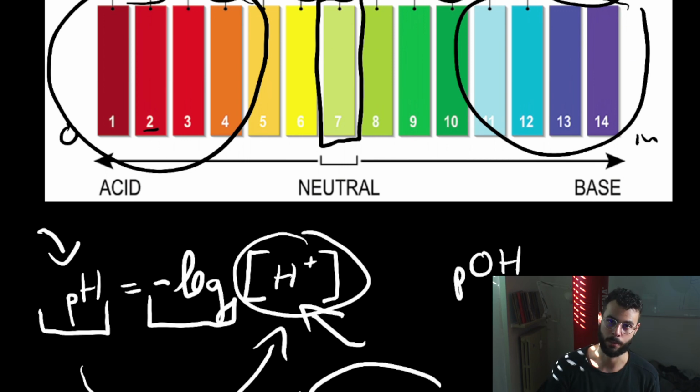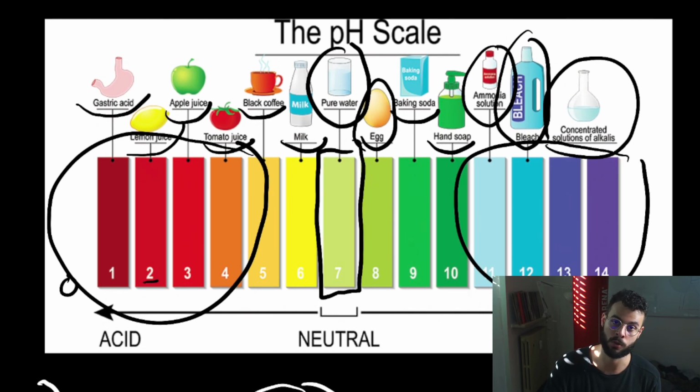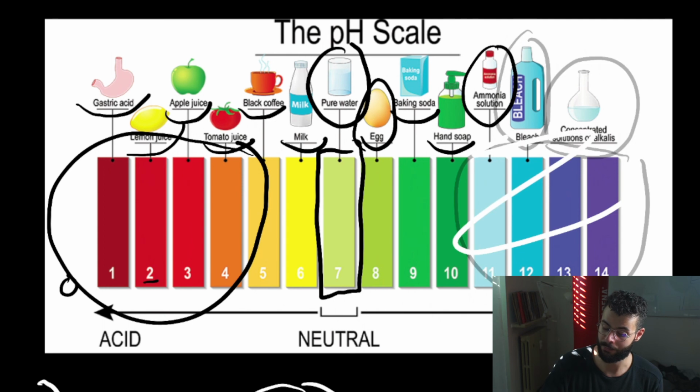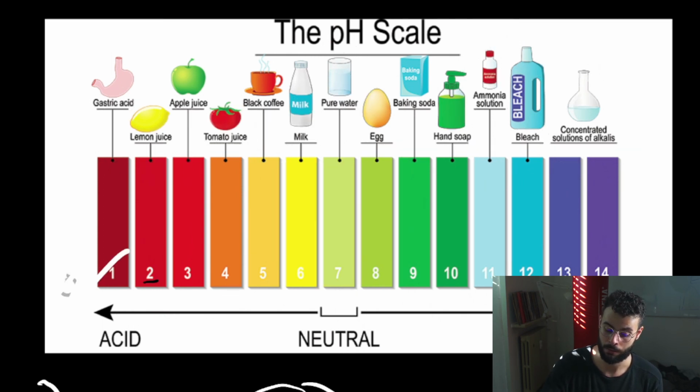So that's it. I hope this video made sense. This is just a simple way we calculate the pH based on the concentration of protons we have inside your environment. And these are some very basic examples of things that are basic and things that are more acidic.